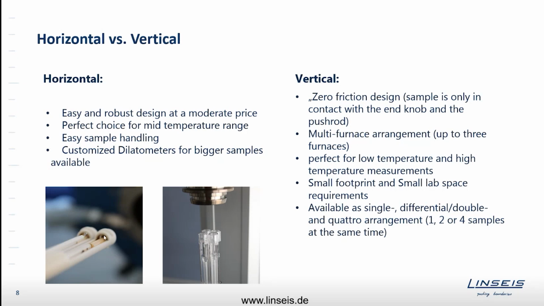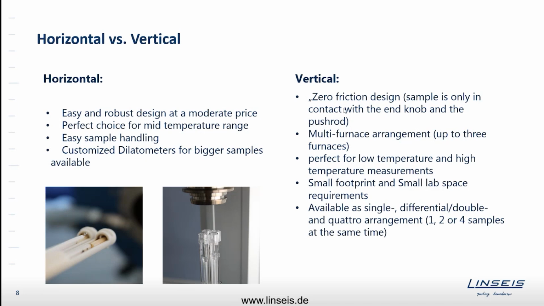sample geometries or diameters. On the vertical setup, it's a little bit more complex, or a little bit more difficult to insert the sample properly. Usually you place them on the push rod, so the sample is standing on the push rod, and then it's clamped between the push rod and the end plate over here. In the vertical setup, we have up to, as I mentioned, up to 4 rods at the same time. Usually it's 1 or 2, but we also have the quadro with 4 rods. So the handling is a little bit more complex. However, you gain some advantages.